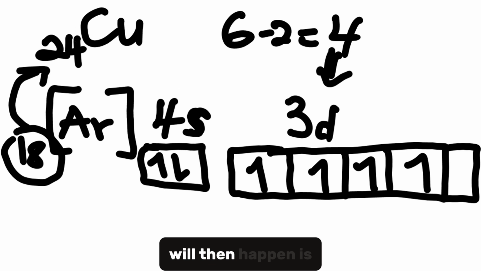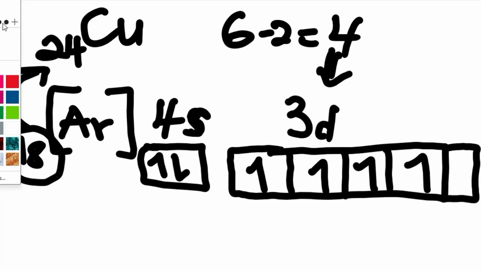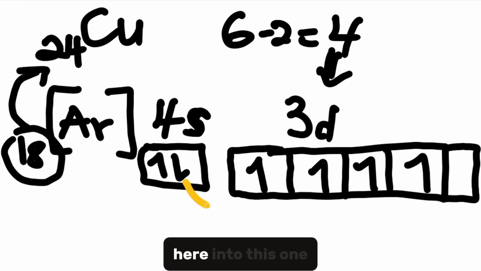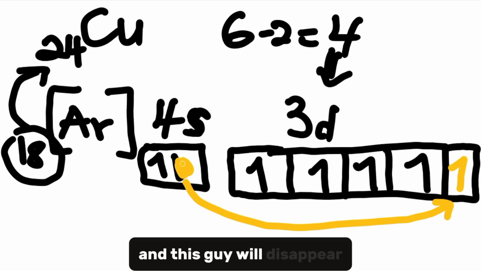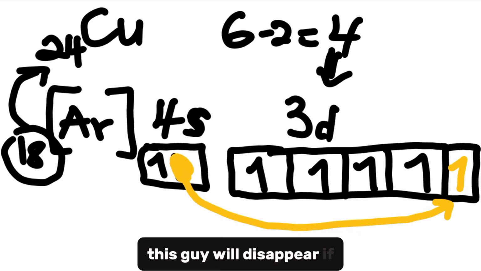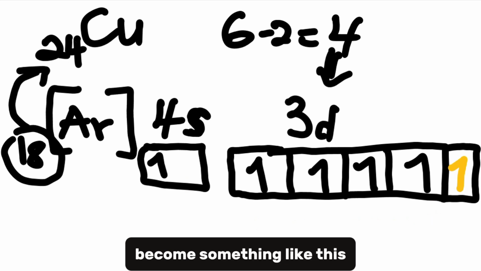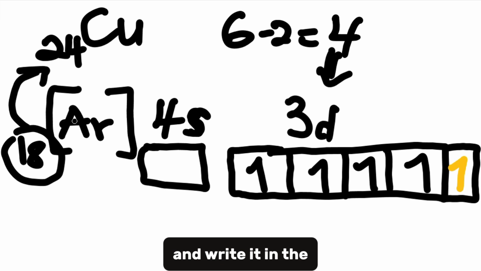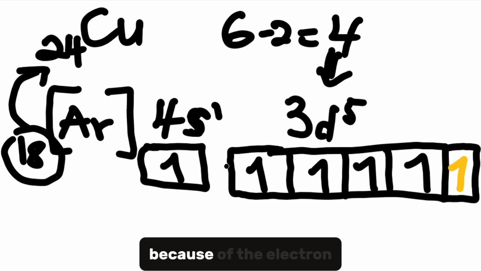So what actually will then happen is, let me use another color, this electron will pass from here into this one. So it will now have one here, and this guy will disappear. If it disappears, the entire configuration will now become something like this. So let me clean this and write it in the middle here. So this 4s will become 4s1, and then this will become 3d5 because of the electron that you have been able to pass.